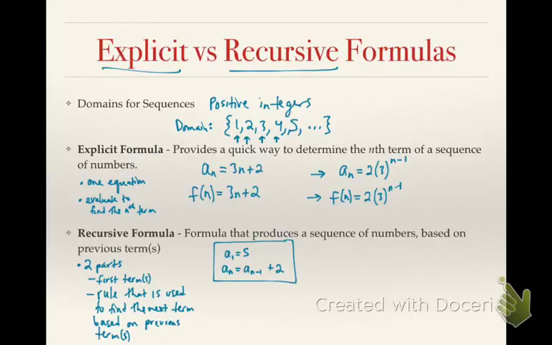Now just a little side note though, with recursive formulas you might see it written like this: a of n plus 1 is equal to a of n plus 2. I'm not really a fan of this way because it's not as intuitive in some respects, but you might see the rule part written in either one of those forms. They mean exactly the same thing, it just starts off with n plus 1.